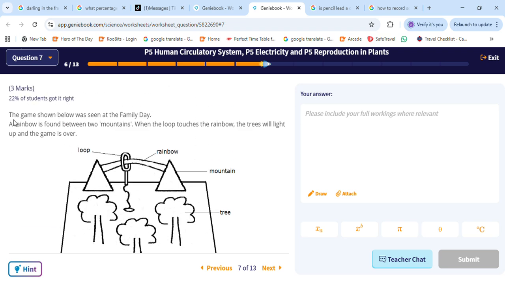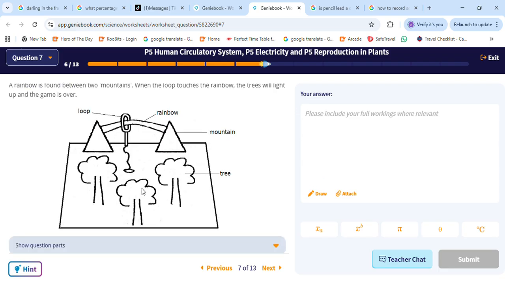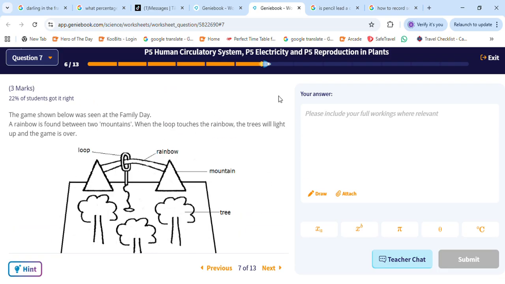Light up is over. Oh, back in my day, when the loop touches the thingy, you'll get electrocuted. Oh, this is so fun, man. Yeah, that's how the game works.